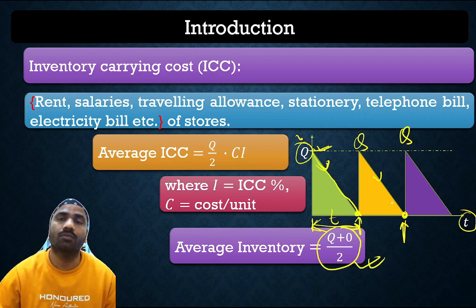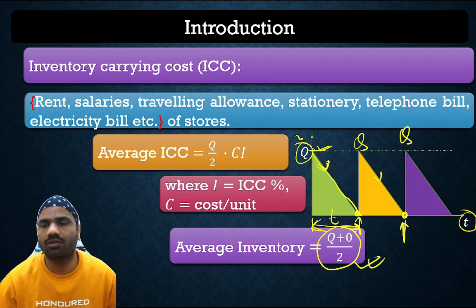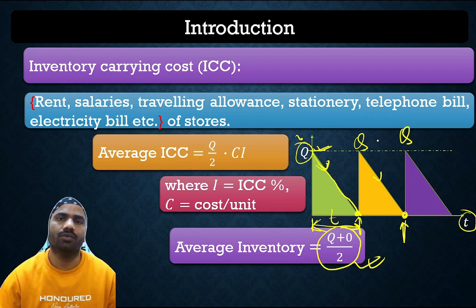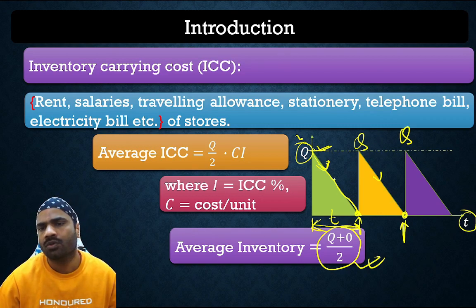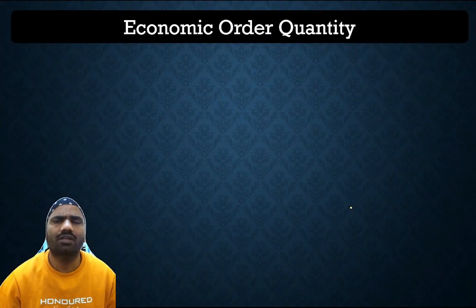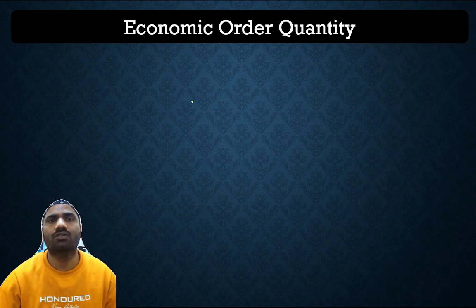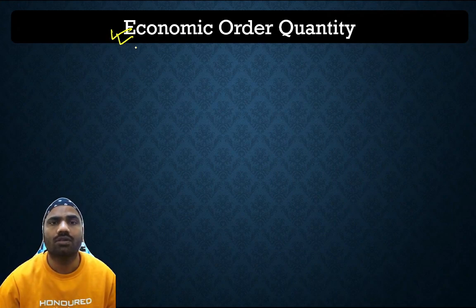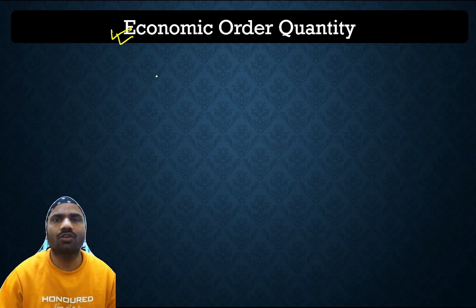This particular plot is a very interesting plot. We will discuss similar types of plots in different models. This is nothing but the plot between order quantity Q and time, the consumption time, over the period you are going to analyze. So we have discussed the inventory carrying cost and ordering cost. Next we will talk about the economic order quantity.